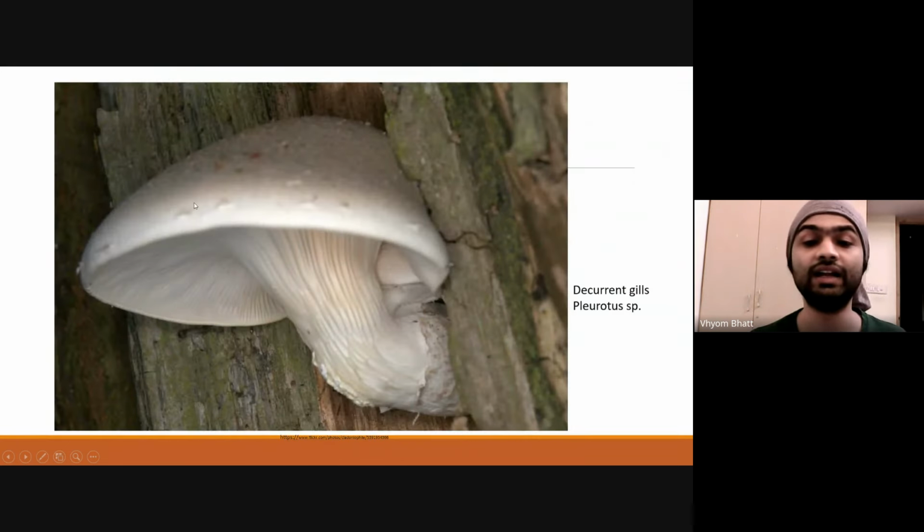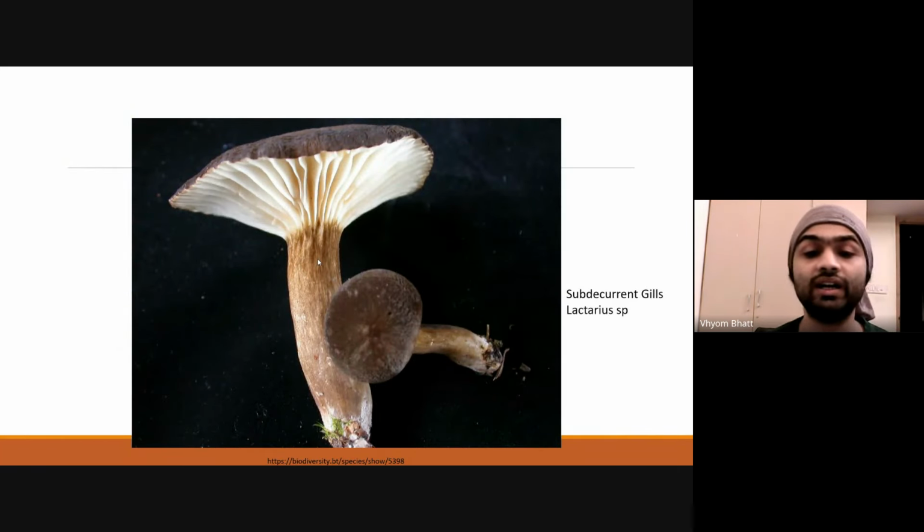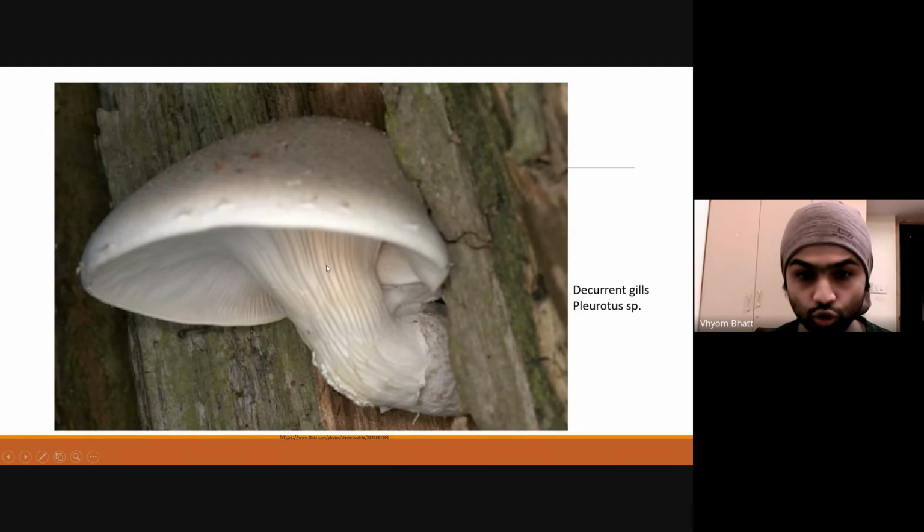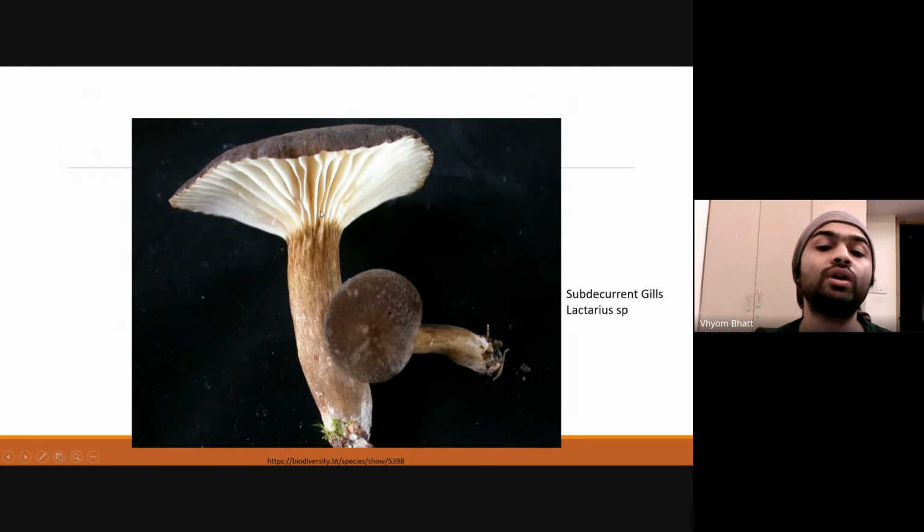Adnexed gills. Then there are decurrent gills. One of the most famous mushrooms in the market, oyster mushrooms, right? They have decurrent gills. Means the gill will start from the edge of the cap and will run down to the stipe. It is almost coming down near the base, right? So it's that long. That's how you can differentiate gill types. Then you have subdecurrent gills. Compared to this one, which is running so long on the stipe, some will not run so much, but they will run a little bit. So they are called subdecurrent. A lot of Lactarius mushrooms will have subdecurrent gill attachment.